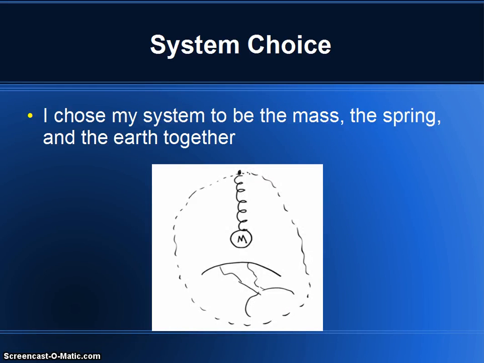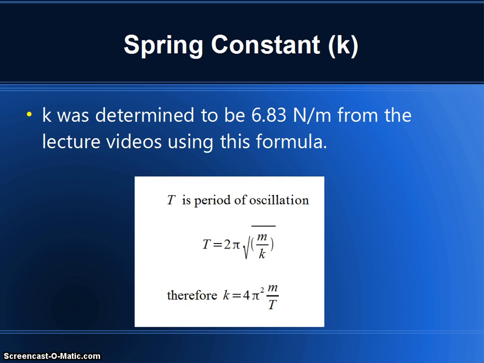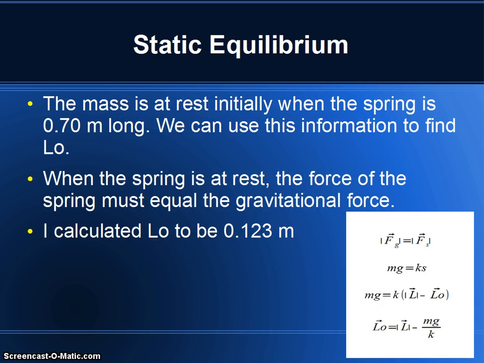Our first step is to determine the system, and I chose my system to be the mass, the spring, and the Earth all together. This is important for the energy principle, and we'll discuss this later. The first thing we need to do is find the spring constant K. It was determined to be 6.83 newtons per meter from the lecture videos using this formula, where T is the period of oscillation, and we can rearrange this formula where K is equal to 4 pi squared mass over the period squared. We also need to find the relaxed length of the spring.